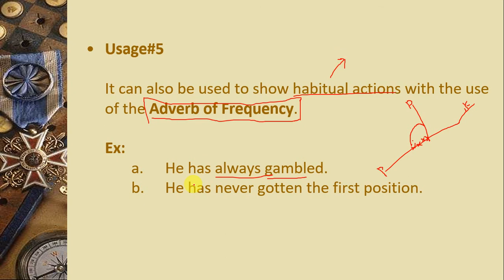B. He has never gotten the first position. See, never. It started in the past and continues to the present. The result is that until now he is not first. If he were first now, you would have to use simple past tense. Okay? So it's his habit that he couldn't get the first position. Understood, students? Okay. Very good.